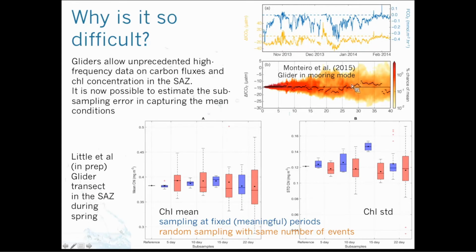The same kind of analysis was done by another student of ours, Little. This was an analysis done with a glider in mooring mode, working like a mooring site, while working on a transect glider, she also found a similar thing: by increasing the subsampling period, you see this range of uncertainty, which is very similar to what you observe here with the difference in partial pressure and the CO2 fluxes as well. This one was done with chlorophyll. So if you want to reconstruct the chlorophyll mean, you have to sample the system with a periodicity that is unfortunately much larger than our capability through cruises or other observations.